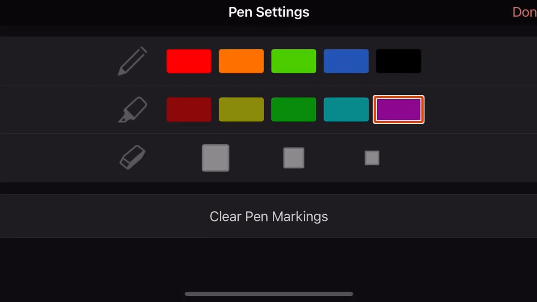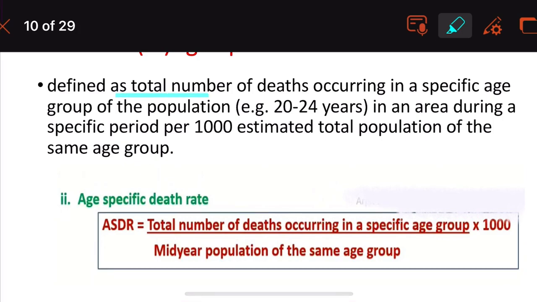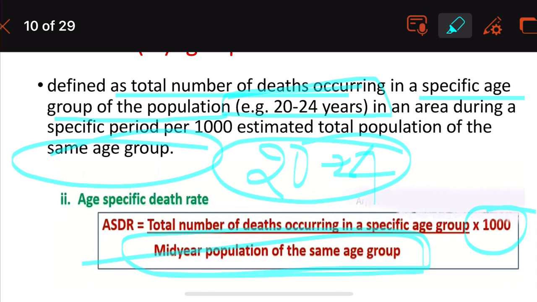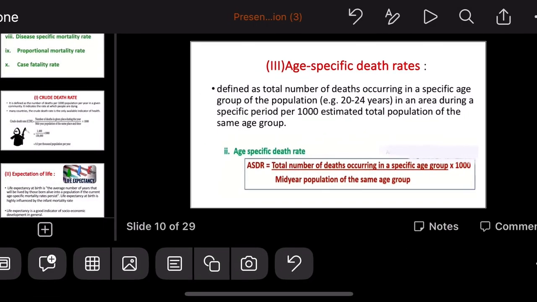Now let us see what the definition says. It is the total number of deaths occurring in a specific age group of a population. For example, they have taken 20 to 24 years here, in an area during a specific period, per 1,000 estimated total population of the same age group. Per 1,000 population of the same age group is what you are considering, like we saw earlier.